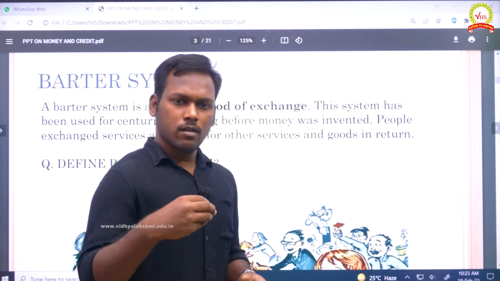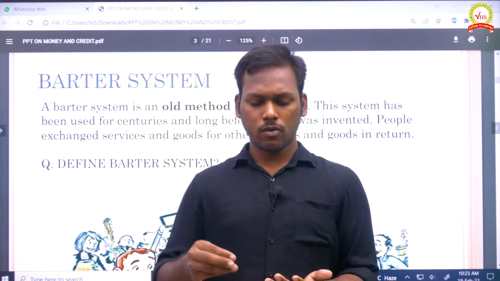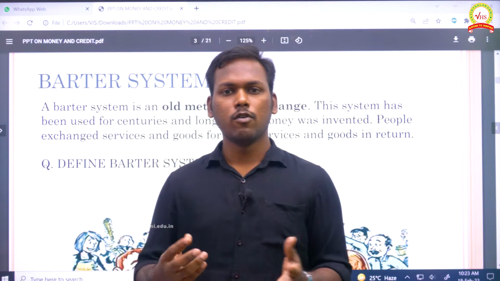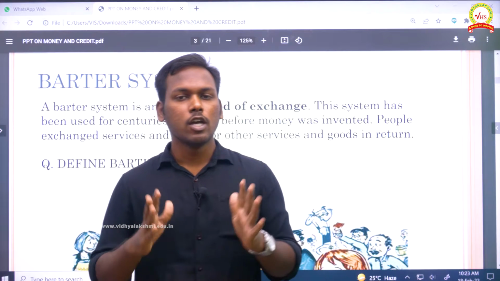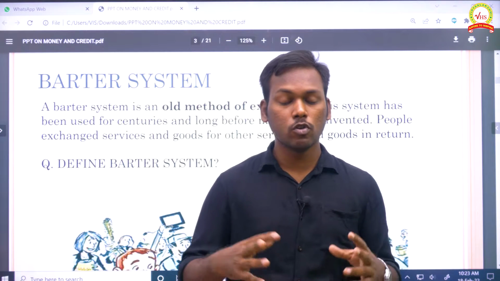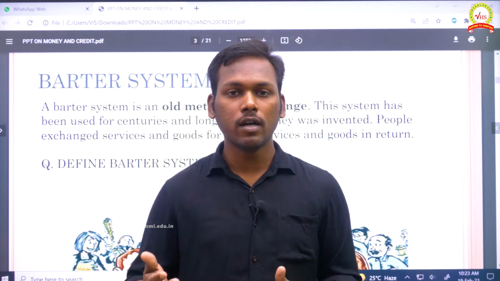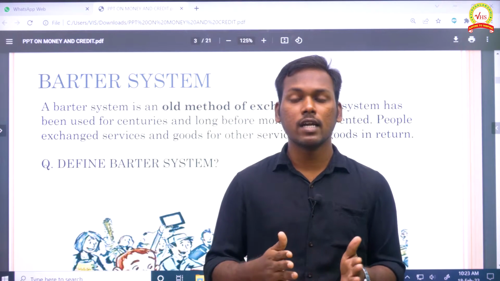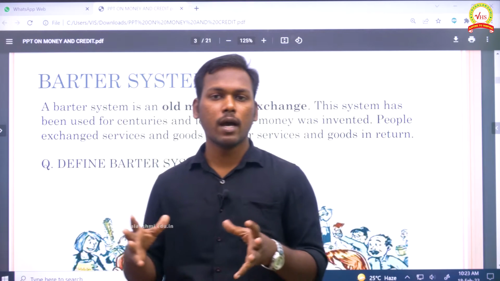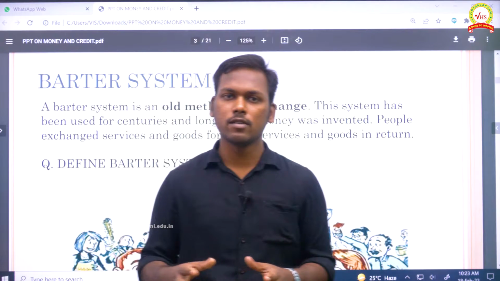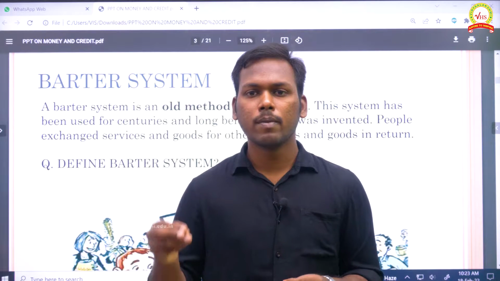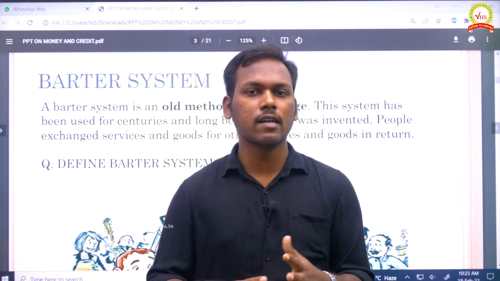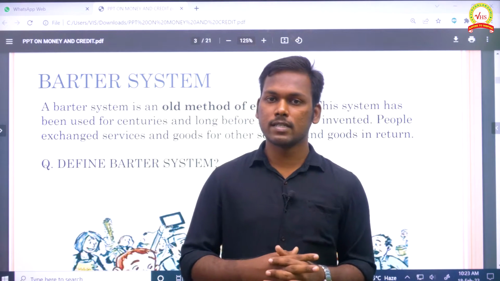So whatever service you do, whatever work you do, in return you won't be paid cash. For that, food grains can be given. For example, you might have seen in many places that when you do work, instead of money, instead of your payment, they could give you some food grains. Most predominantly this happens in the agricultural sector. When you do work in the fields, you will be paid with food grains. For the service, in return you are getting food grains. This is called a barter system.